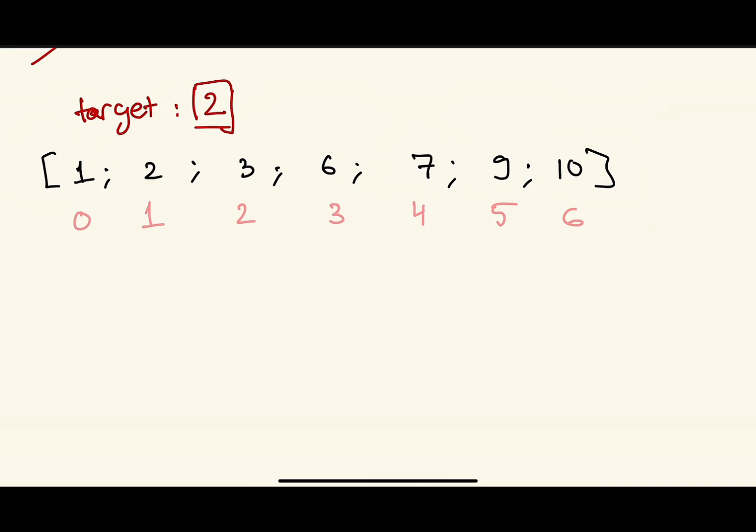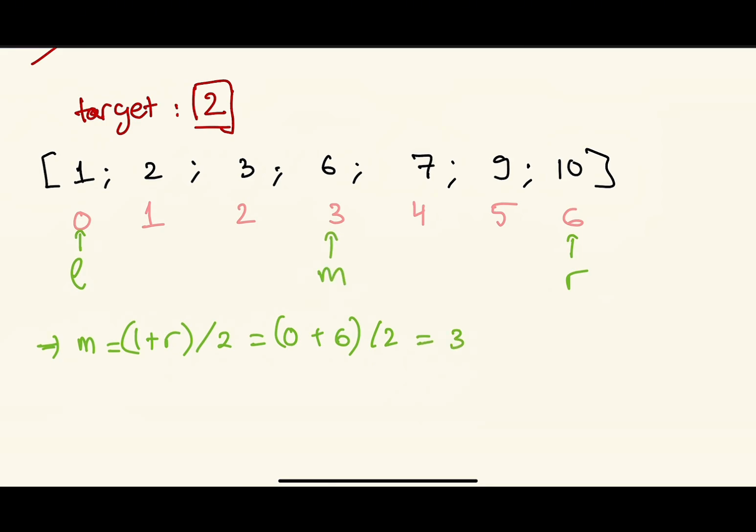You have two pointers. One is left at index 0, and the second one is right at this index 6. If you want to reduce the area for searching in the 1D array, the first thing you're going to do is find the middle value. The m would be equal to left plus right divided by 2, which is 0 plus 6 divided by 2, which is 3. So the middle value is going to be pointing to this one.